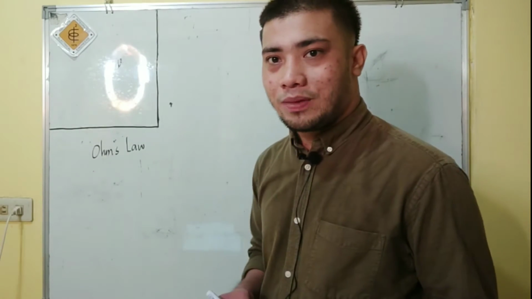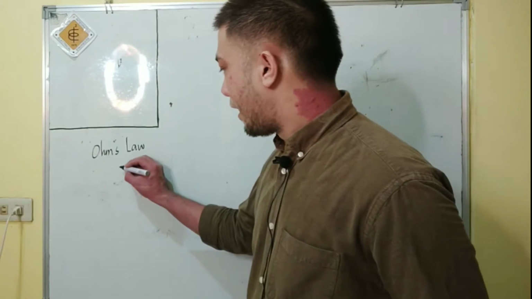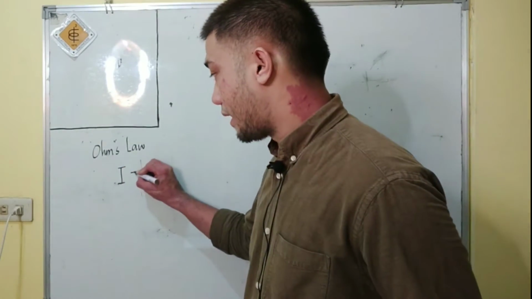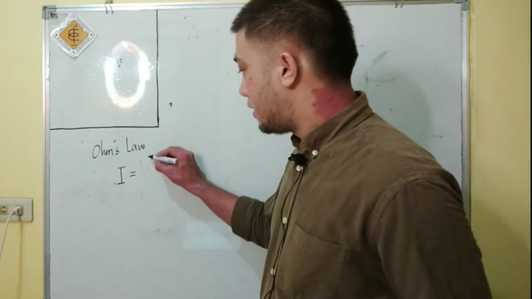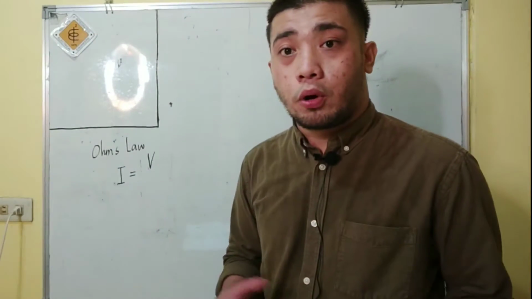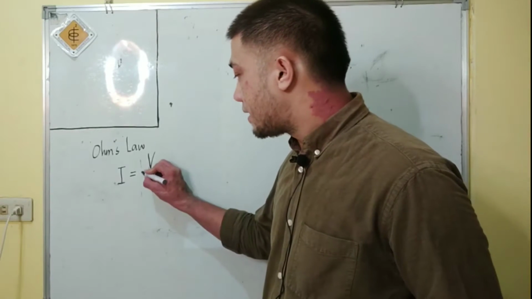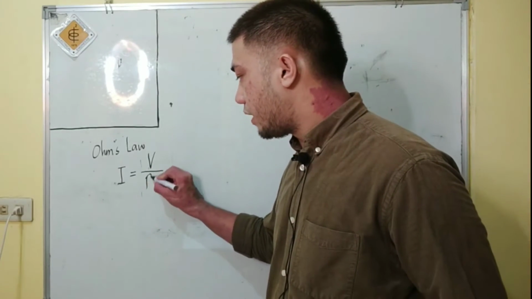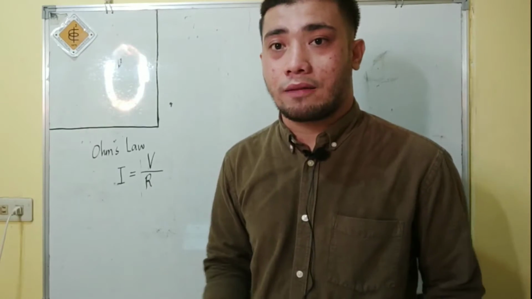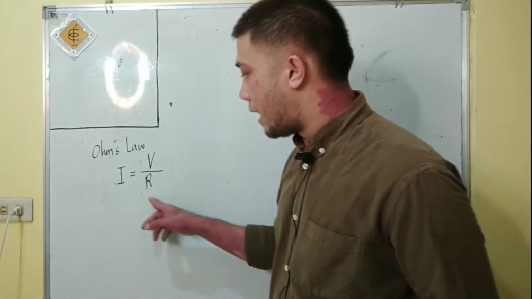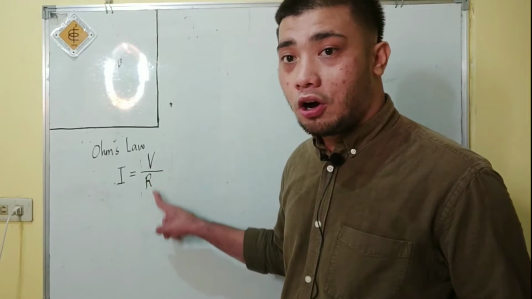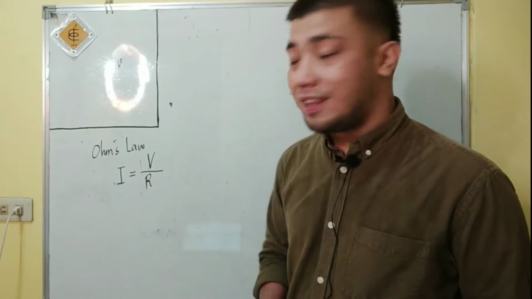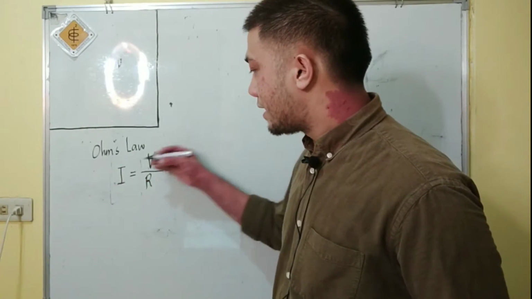Ohm's Law simply states that the electric current is directly proportional to the voltage between two points and inversely proportional to the value of the resistance of the path of the current. So it has a formula, I is equal to V over R. So that's definitely Ohm's Law. Let's take note of this. This is very important.